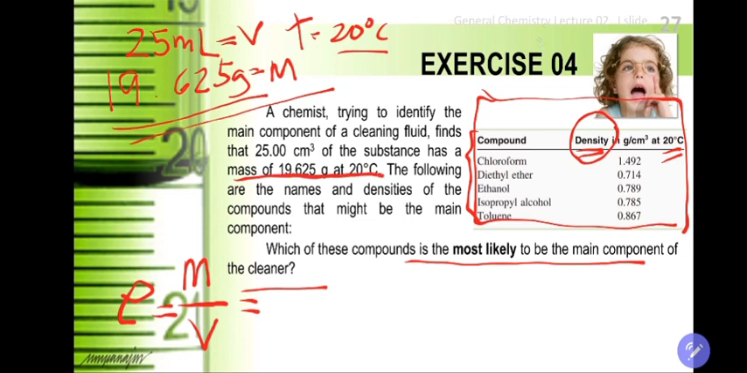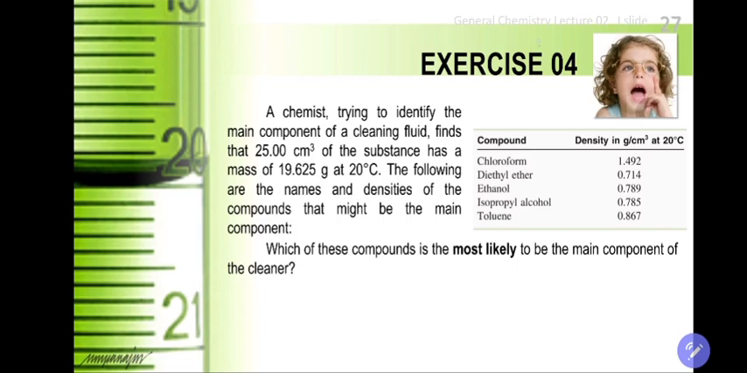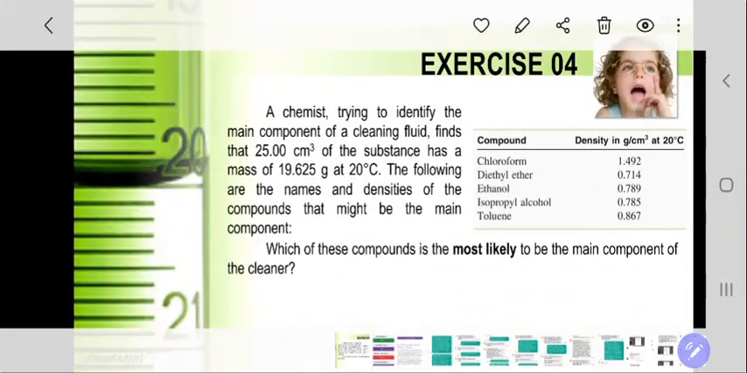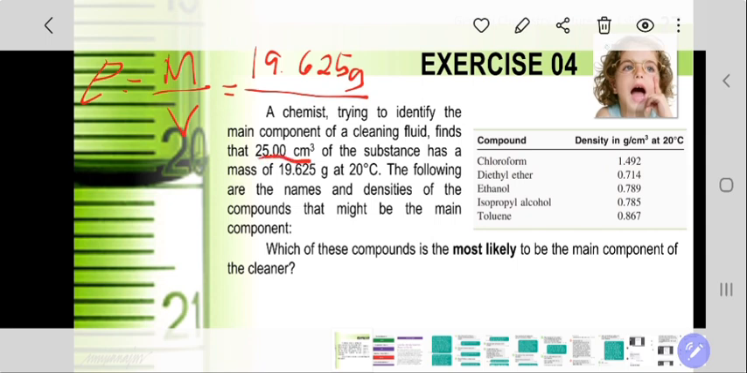So, if we will compute for the density, density is equal to mass over volume. So, ang mass natin is 19.625 grams over, ang volume natin is this one, 25 cm cube or equivalent to 25 ml. So, 25.00 cm cube. So, ito yung i-determine natin.